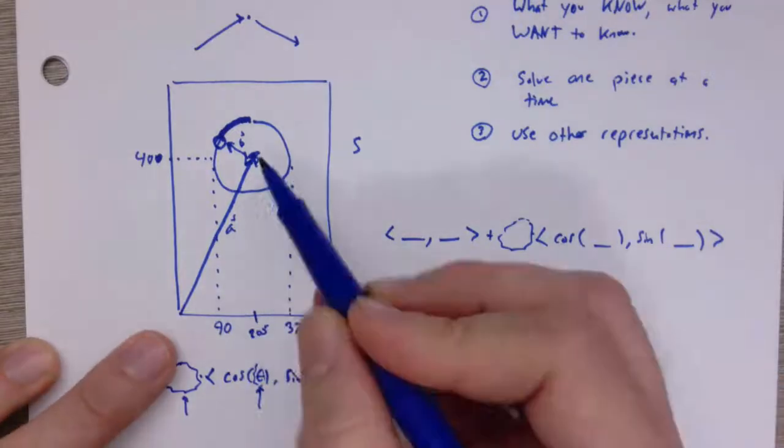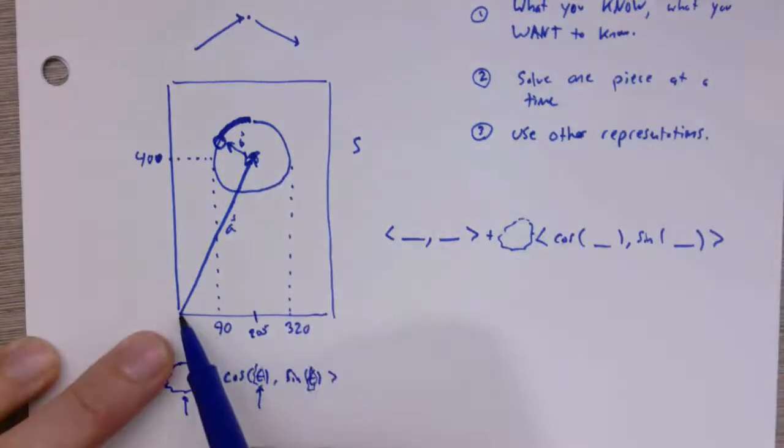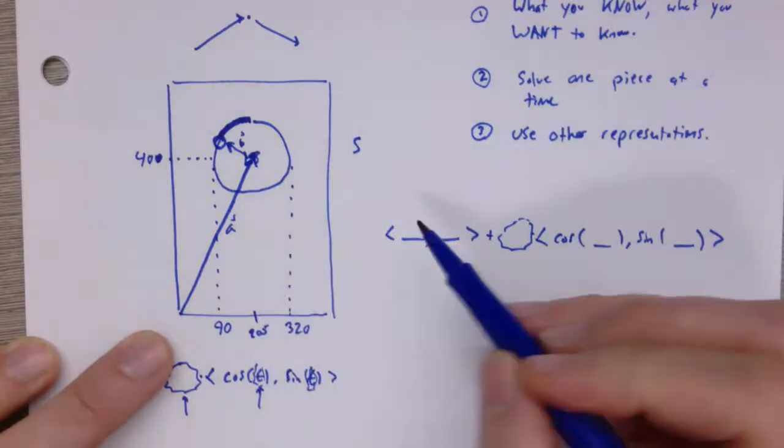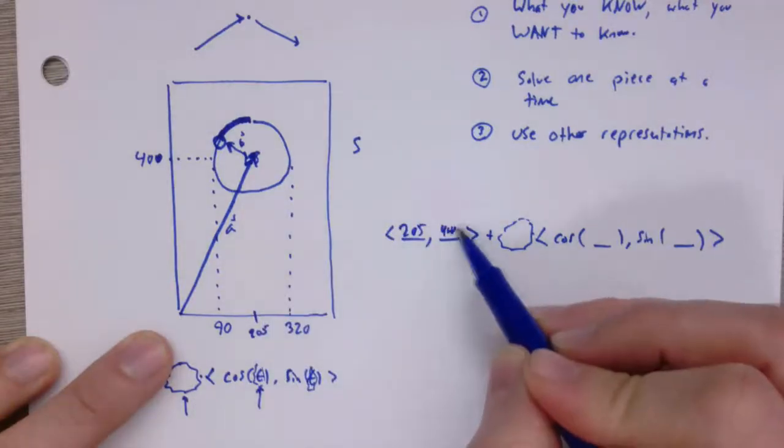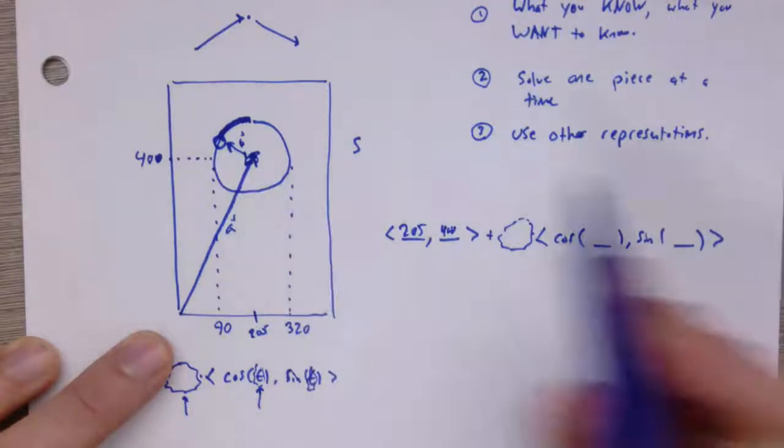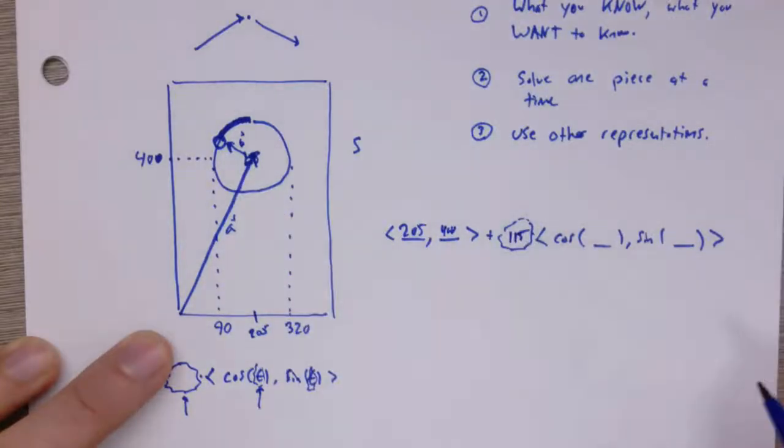So if I'm going to go to the middle here, that's an x displacement of 205 and a y displacement of 400. So I've found that part. And then I know that my radius here is 115, so I'll scale my vector by 115.